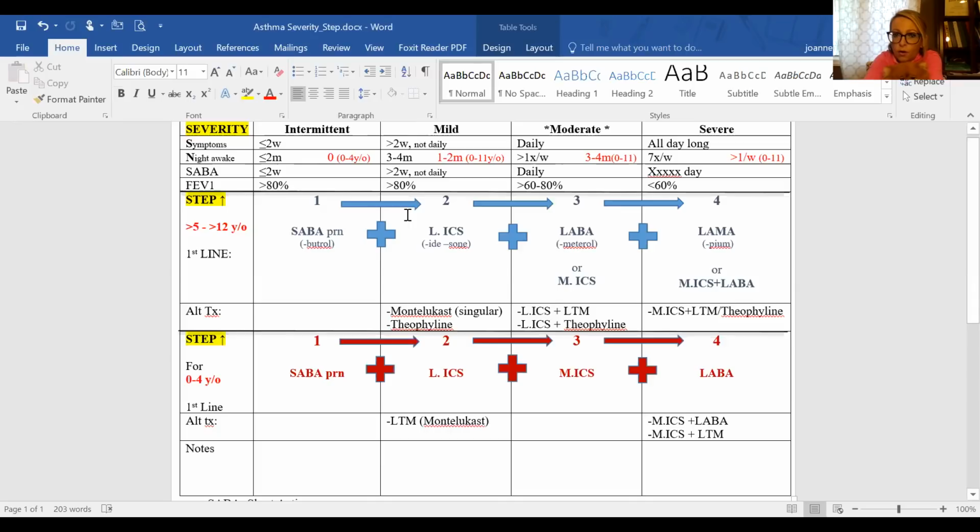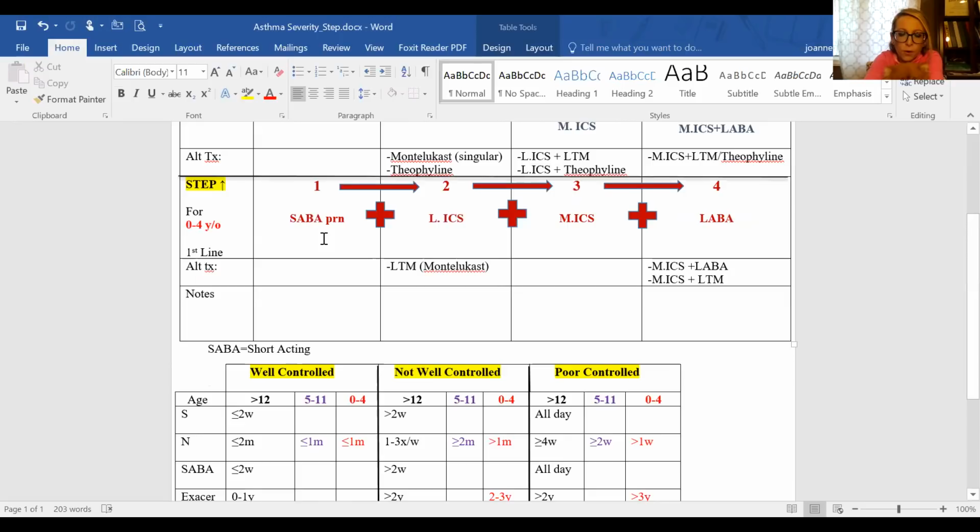You know, over and over and over till you don't want to write it anymore. Okay, same thing. 0 to 4, remember SABA, ICS, ICS, LABA. SABA, low ICS, medium ICS, LABA. Okay? And there's alternatives. There's some space for notes for you.